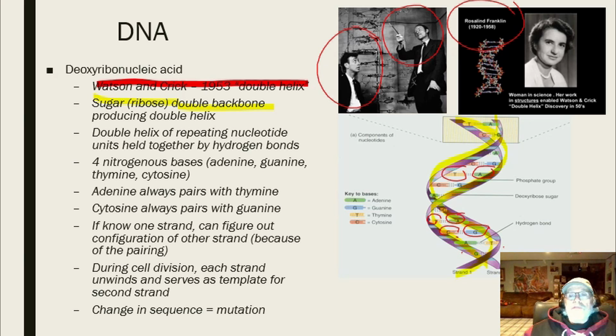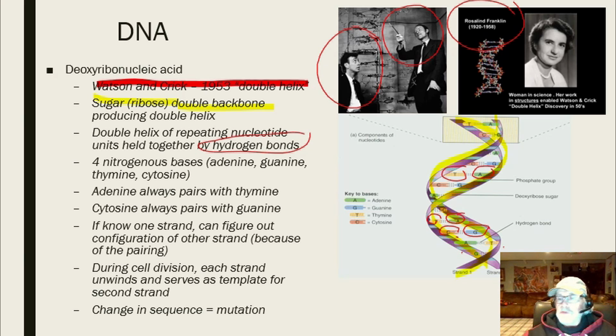So we have this double sugar backbone, two strands, and these nucleotides are bound together by hydrogen bonds. We know those nitrogenous bases are adenine, which binds with thymine, and guanine, which binds with cytosine. Adenine always pairs with thymine, cytosine always pairs with guanine. Remember that.